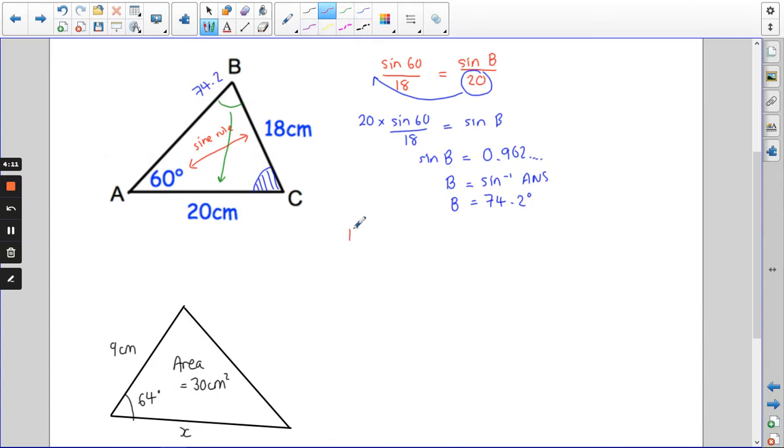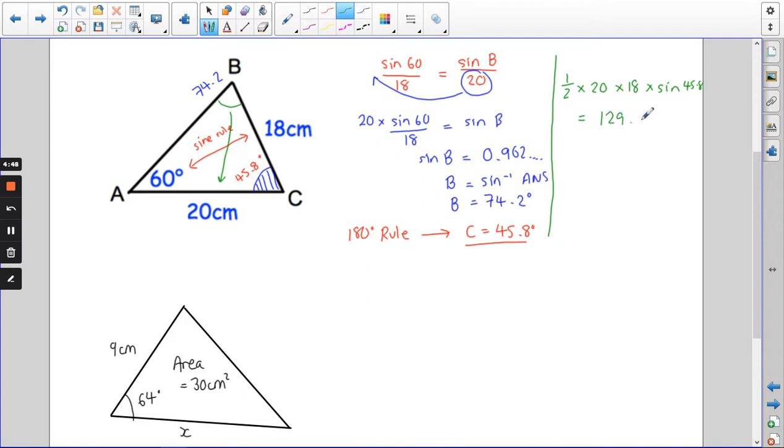But if we use the 180 degree rule, angles in a triangle add up to 180, we should get that angle C is 45.8 degrees, and that's the important one because that's our included angle. Now it's straightforward, so just put those numbers into the formula. A half times 20 times 18 times sine of 45.8, and you get an area of 129.04, and again centimetres squared.